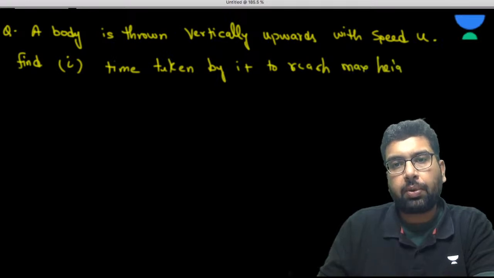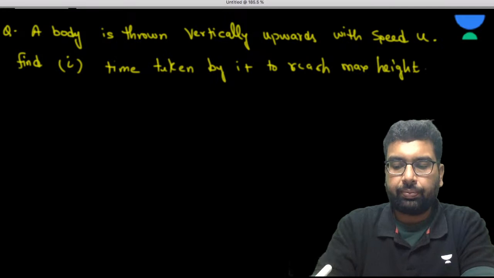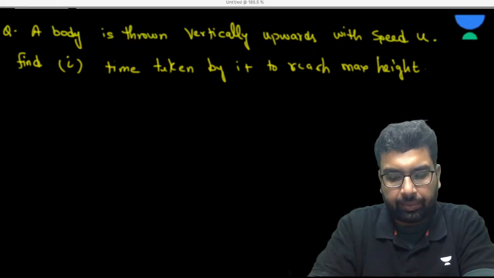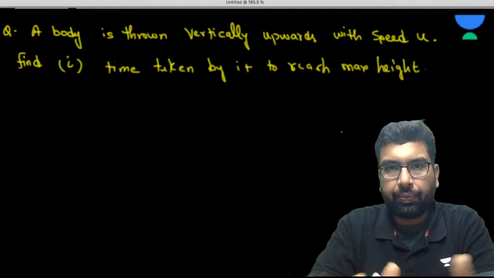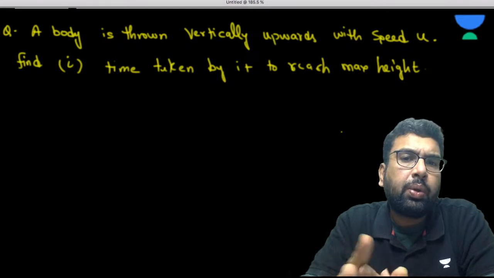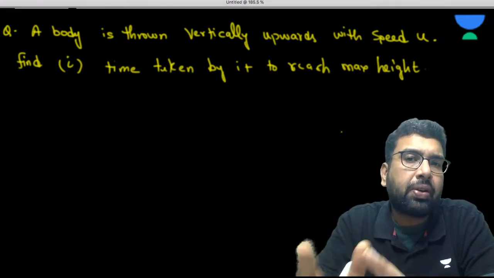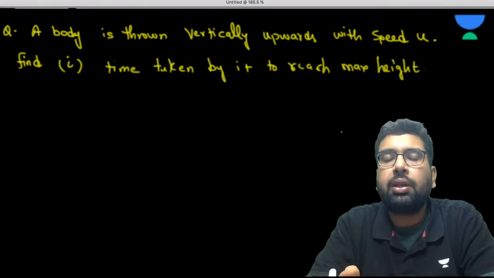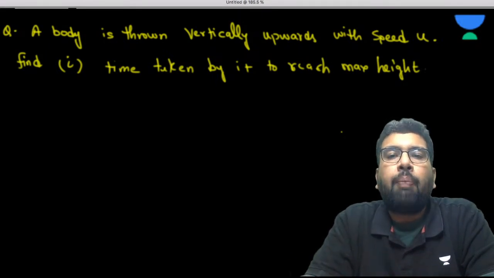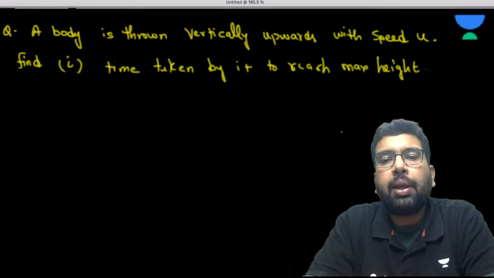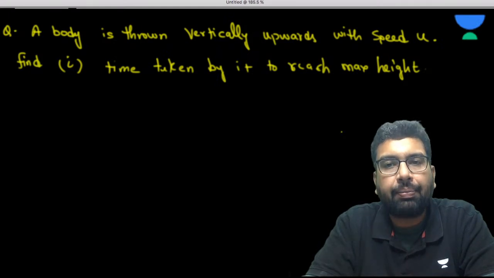Okay, let's try to do it. Can you try it? No data, no numerical values given. Just let's do it using some general terms. Okay, so that we come to understand how we can apply some concept. A body is thrown vertically upwards with speed u. Find firstly the time taken by it to reach the maximum height. Let's try it.